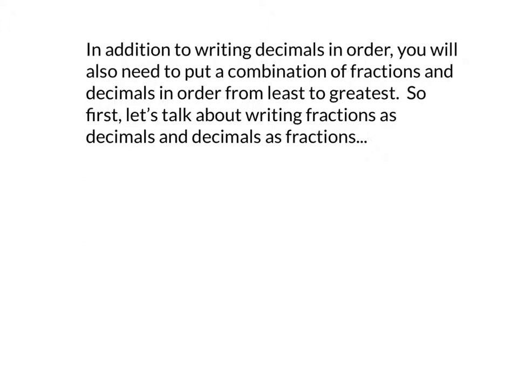In addition to writing decimals in order, you will also need to put a combination of fractions and decimals in order from least to greatest. So first, let's talk about writing fractions as decimals and decimals as fractions. Let's say that you were given the fraction 23 over 100. Well, 23 over 100 means 23 hundredths. So, in order to write that as a decimal, we're just going to write it, having our knowledge of decimal place value going out to 2 places for hundredths, as 0.23.